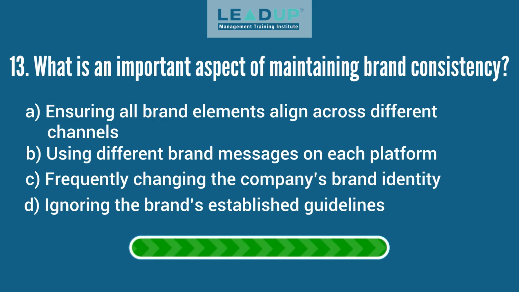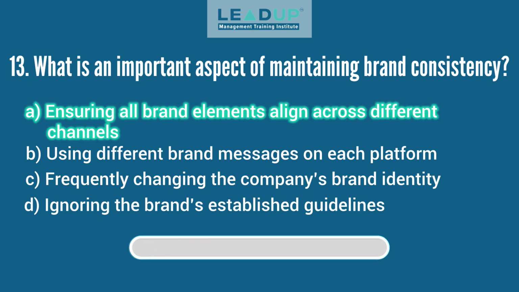Question 13. What is an important aspect of maintaining brand consistency? A. Ensuring all brand elements align across different channels. B. Using different brand messages on each platform. C. Frequently changing the company's brand identity. And D. Ignoring the brand's established guidelines. Answer: ensuring all brand elements align across different channels.